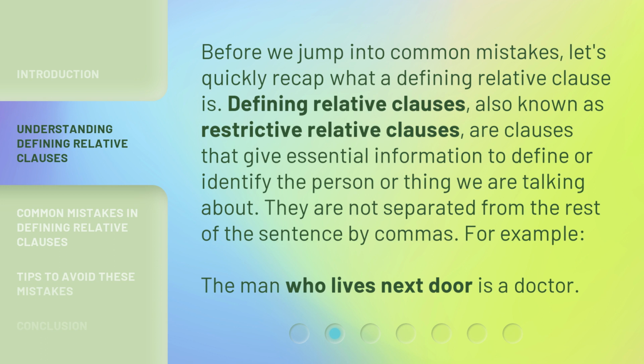Before we jump into common mistakes, let's quickly recap what a defining relative clause is. Defining relative clauses, also known as restrictive relative clauses, are clauses that give essential information to define or identify the person or thing we are talking about. They are not separated from the rest of the sentence by commas. For example, the man who lives next door is a doctor.